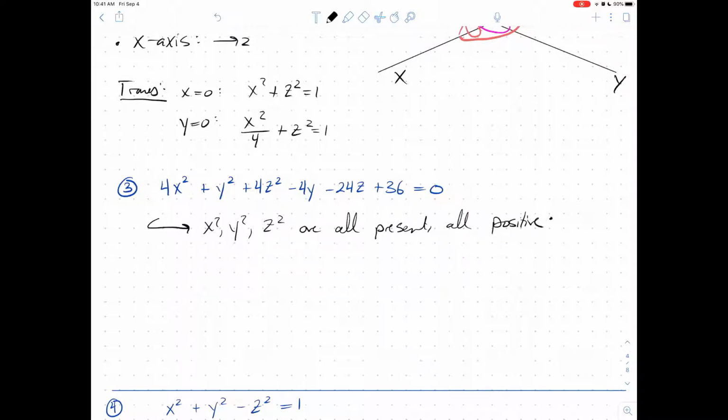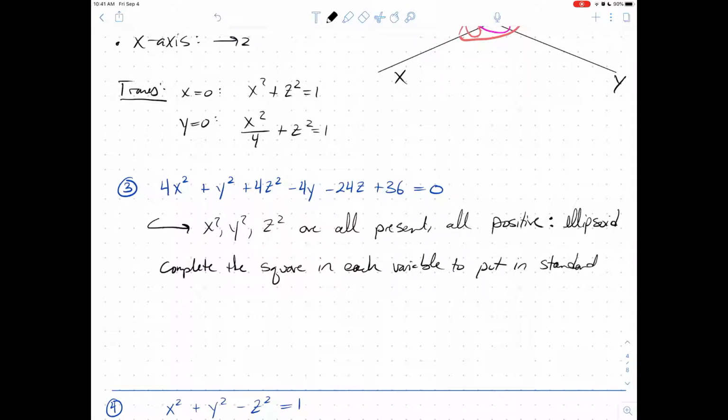And so you know that this graph is going to be an ellipsoid. It might be a bona fide sphere. I don't know, but when I put it in standard form, I'll be able to tell. So I'll just simply say you need to complete the square in each variable to put it in standard form. And I'm actually not going to do that with you. I did it in the last example, and you can practice this one if you want to.